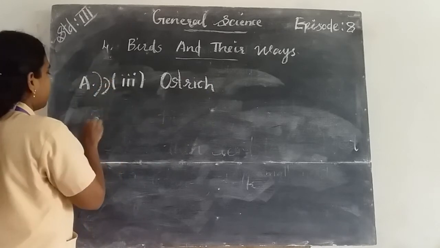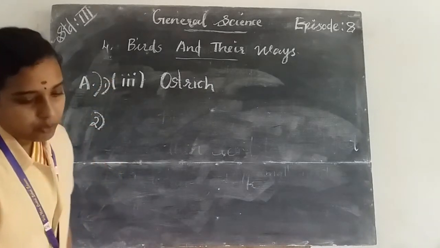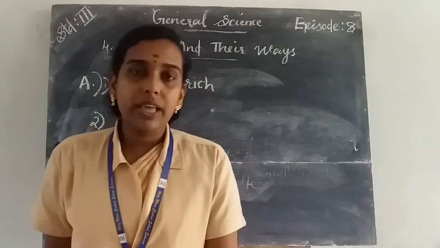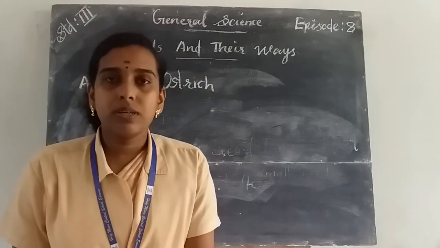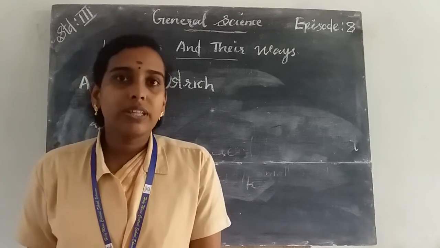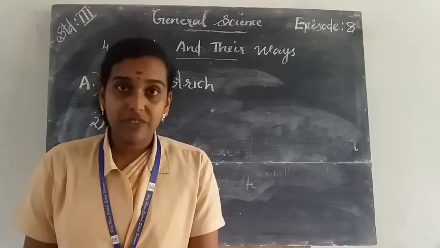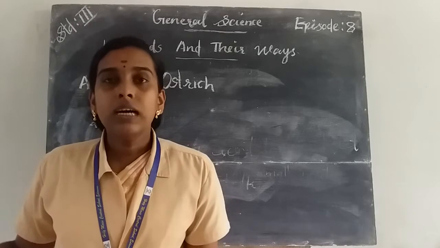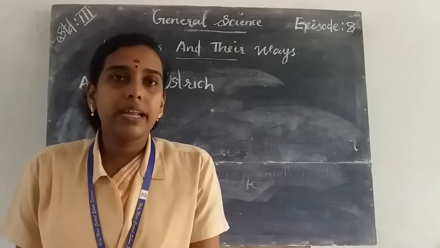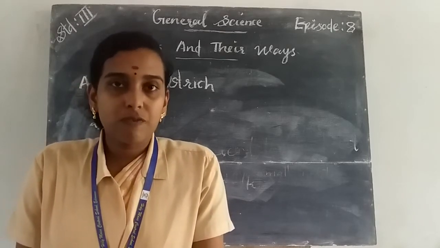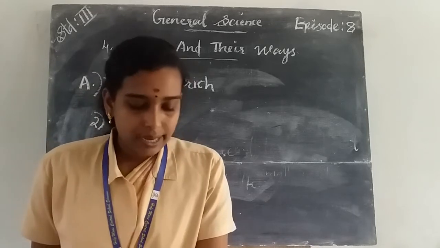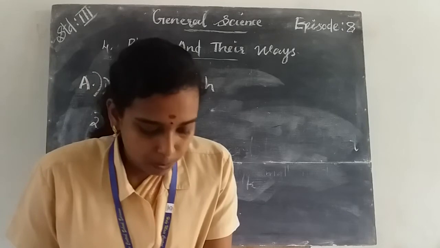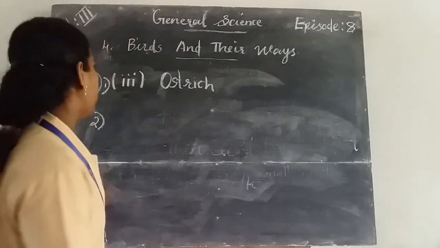Second question. We recognize birds because of their beaks. Also we identify birds with the help of their feathers. Different birds have different colored feathers, and also we identify birds with the shape of their body. So the answer is all of them. Option for all of them.